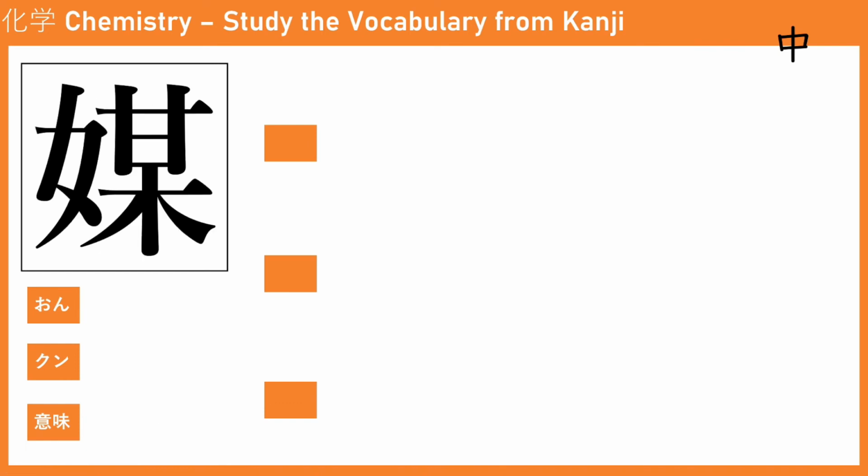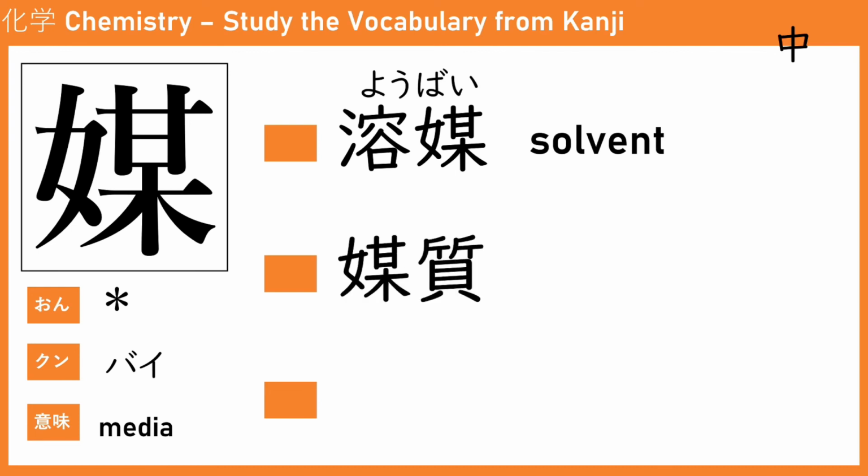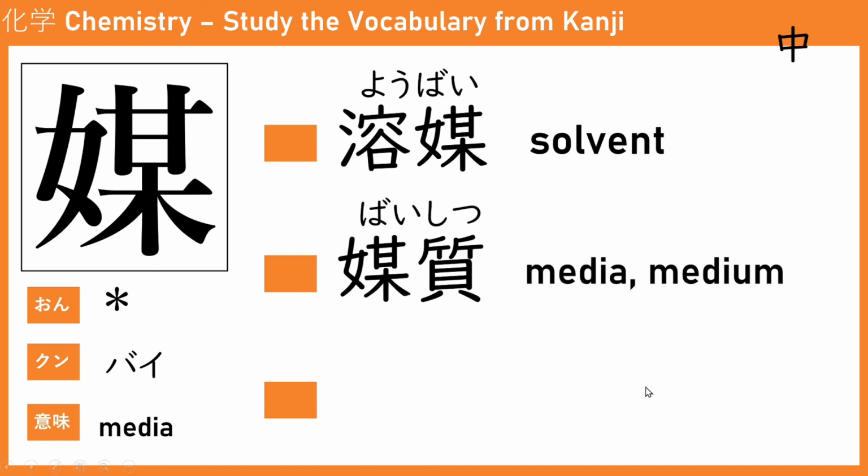The next kanji is bai. Bai means media or medium. So we have yobai, which means solvent. We also have baishitsu. Baishitsu means the media or medium.